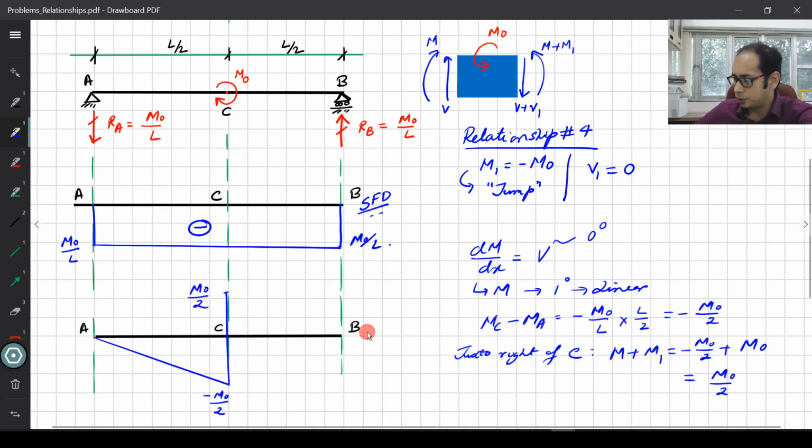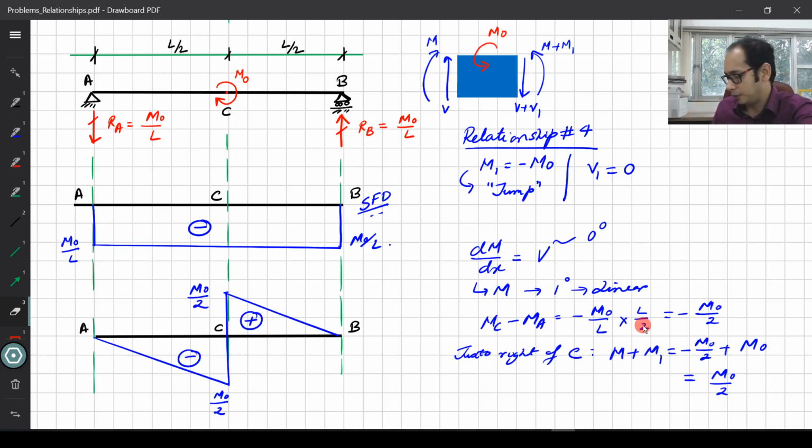After that, it is going to be 0 over here, and it is a linear variation because the shear force is constant. So this diagram has a negative part over here and a positive part over here. Here, I do not mark the convention because I'm already drawing in the lower half plane. I hope this problem was clear, where we used a concentrated moment to draw the bending moment diagram. The top one was my shear force diagram. This is my bending moment diagram.